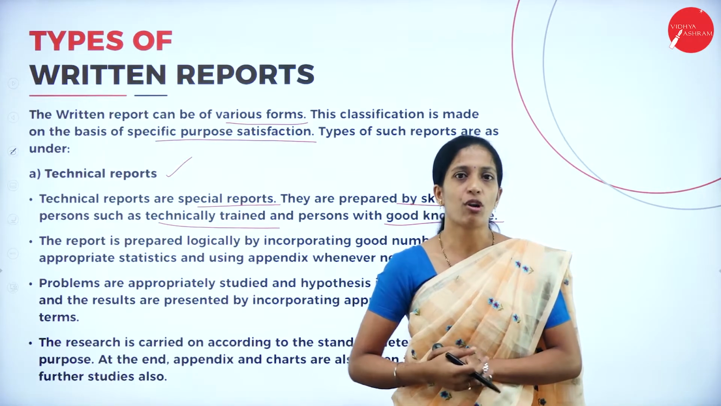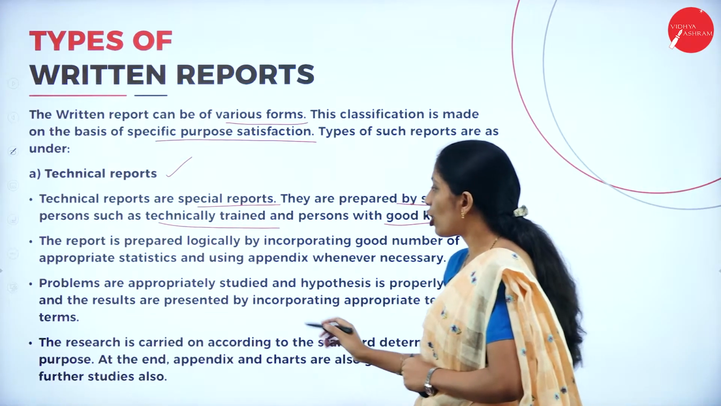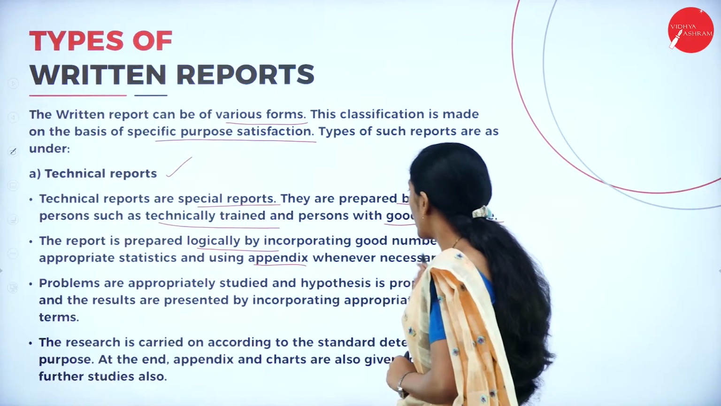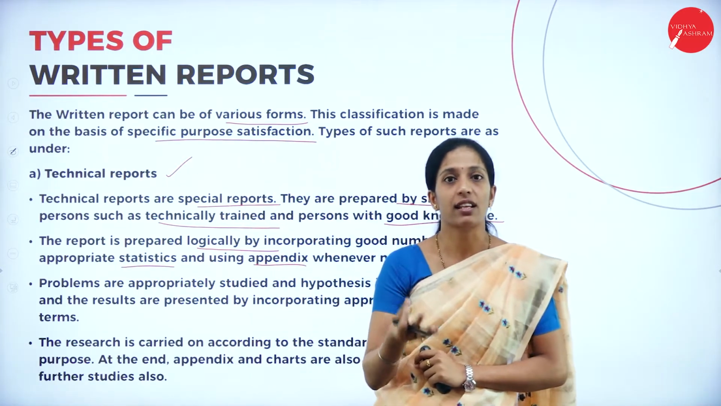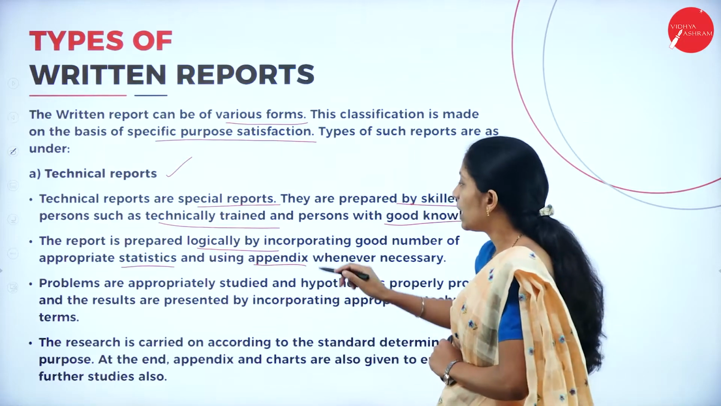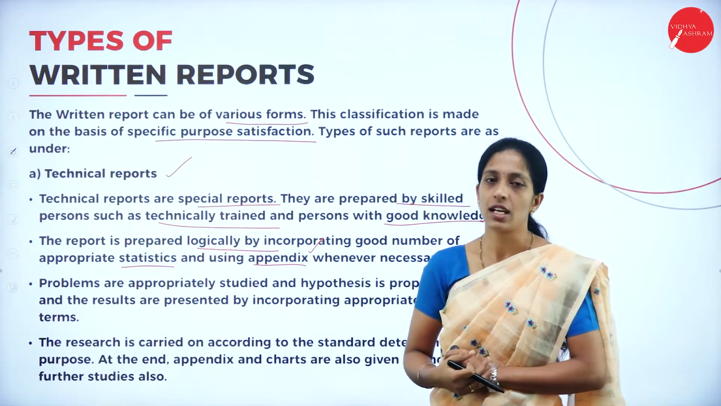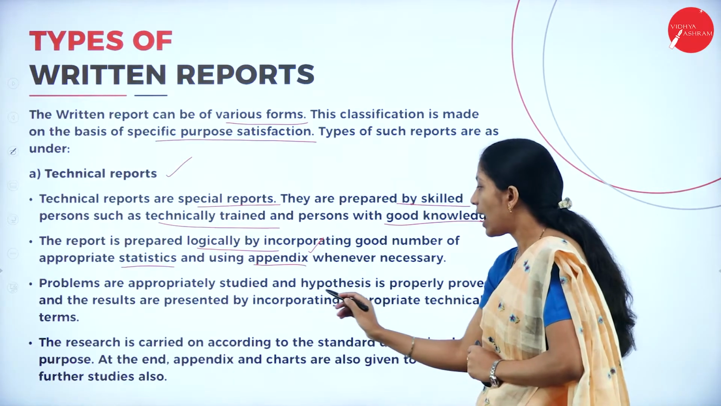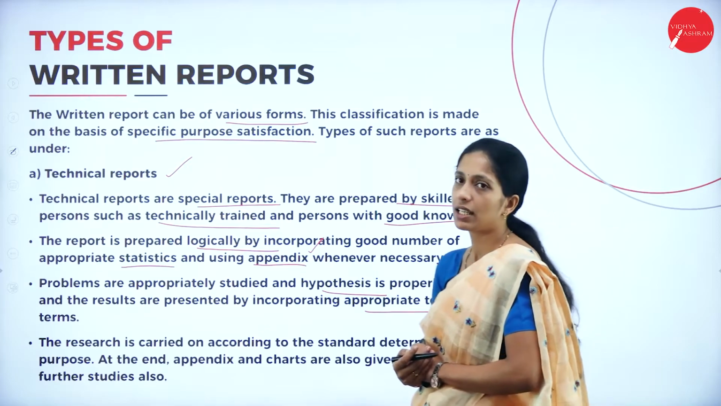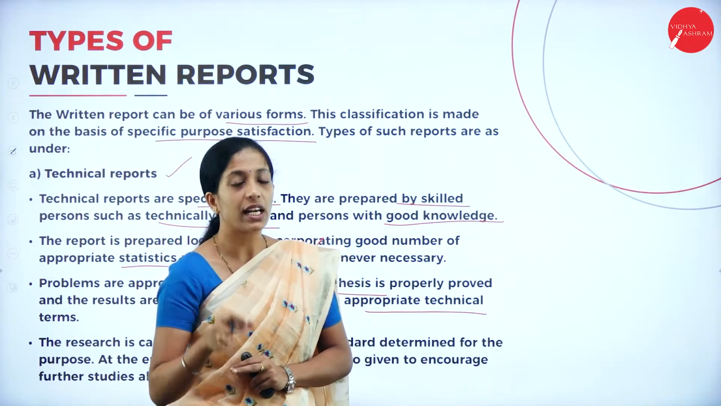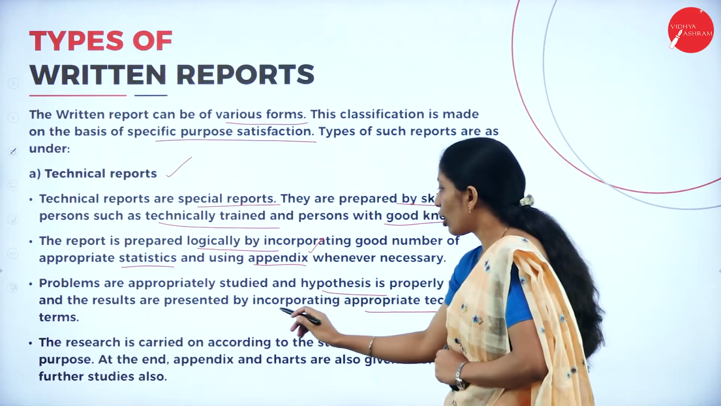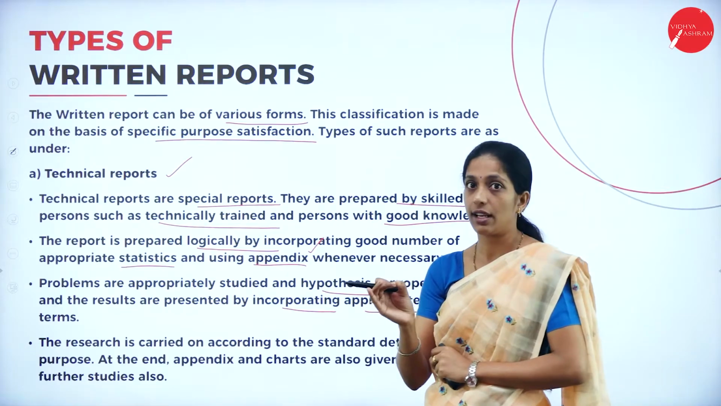A normal person with some knowledge cannot prepare this technical report. The report is prepared logically by incorporating a good number of appropriate statistics and using appendices whenever necessary. Here the researcher will use statistical and technical tools while presenting the research report, and appendices wherever necessary. Problems are appropriately studied and hypotheses are properly proved, and the results are presented by incorporating appropriate technical terms. Here our problems will be identified and solved properly using statistical tools, and presented to the users with appropriate technical terms. So it should contain technical terms also.